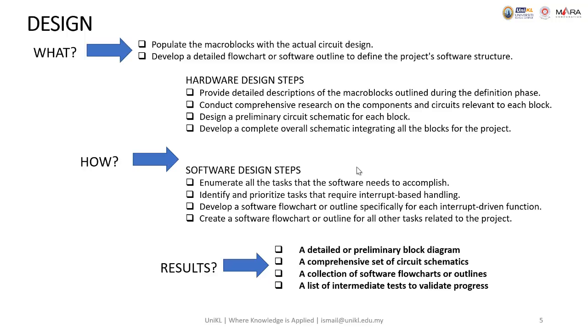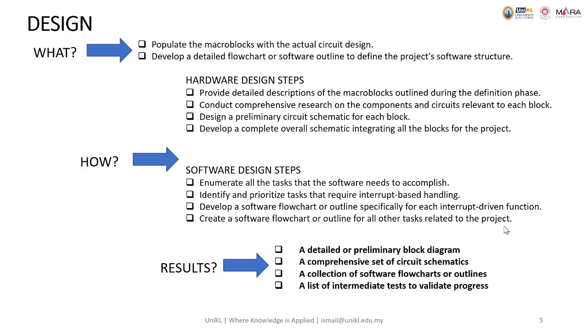And next we have the software design steps. Enumerate all the tasks that the software needs to accomplish. Identify and prioritize tasks that require interrupt-based handling. Develop a software flowchart or outline specifically for each interrupt-driven function. And then create a software flowchart or outline for all other tasks related to the project.